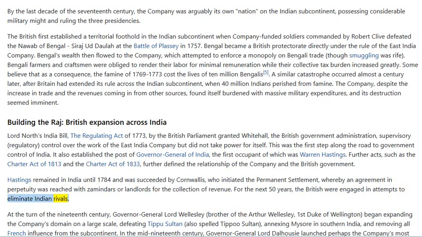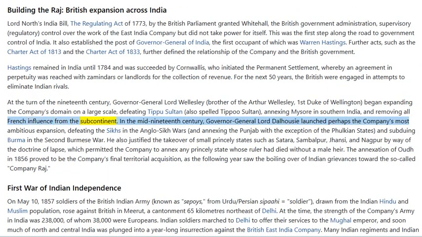At the turn of the 19th century, Governor-General Lord Wellesley, brother of Arthur Wellesley, 1st Duke of Wellington, began expanding the company's domain on a large scale, defeating Tipu Sultan, also spelled Tippu Sultan, annexing Mysore in southern India, and removing all French influence from the subcontinent.